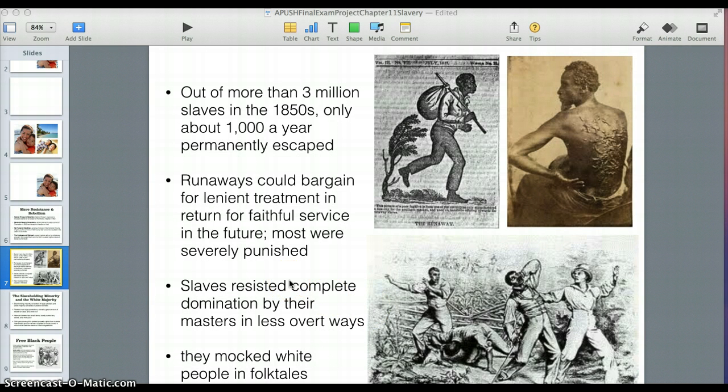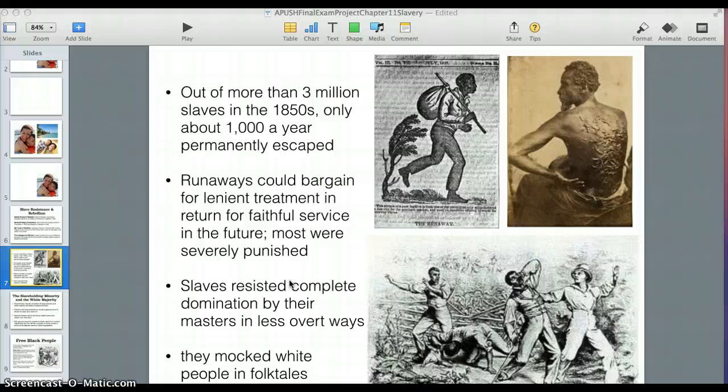Okay, so out of more than 3 million slaves in the 1850s, only about 1,000 a year permanently escaped. Most runaways voluntarily returned or were tracked down by bloodhounds within a week. Slaves who ran away usually did so to visit a spouse or a loved one. Runaways could bargain for lenient treatment in return for faithful service in the future, and most were severely punished.